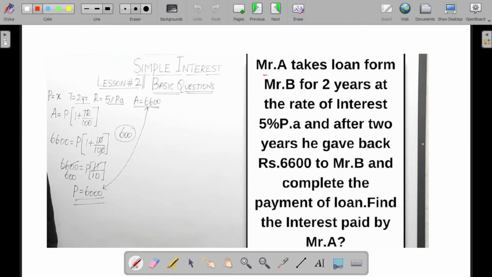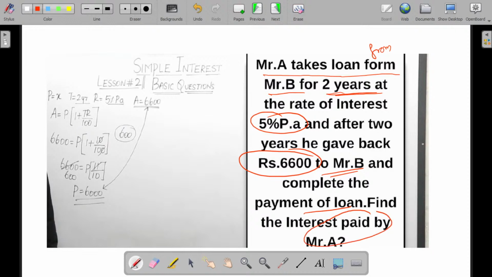So here Mr. A takes a loan from Mr. B for 2 years at the rate of interest 5% per annum. After 2 years, he gave back 6,600 to Mr. B. How much amount he has given? 6,600. And completes the payment of the loan. So find the interest that is paid by Mr. A. How much interest he has paid? So, how much he has paid?